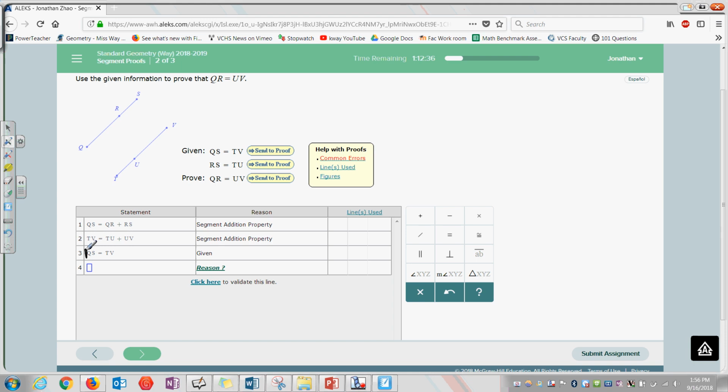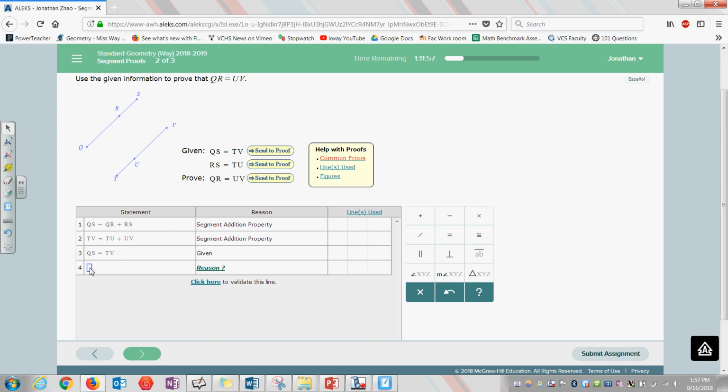So here's what we're doing now. We are saying that this segment QS, we're going to swap it out and put this in right there. So QS is going to be swapped out with QR and RS. TV is going to be swapped out right there with TU and UV. And the reason why, once again, we're trying to get these two segments on the same line. So I can now say that QR plus RS equals TU plus UV. And the reason is we swapped out from line 3 and we swapped in lines 1 and 2. So we substituted using lines 1, 2, and 3.